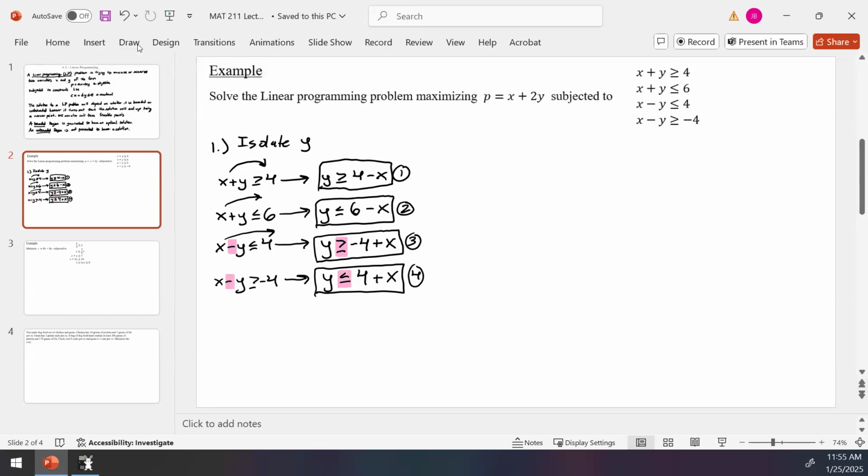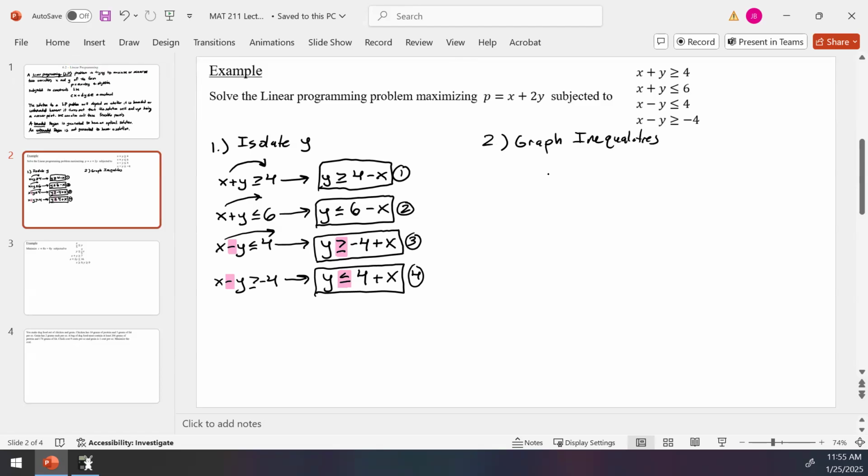So once you have made all of your equations in terms of y equals, now what you want to do is graph all of these. So that's what we're going to do next. We're going to graph. So step 2 is to graph inequalities.